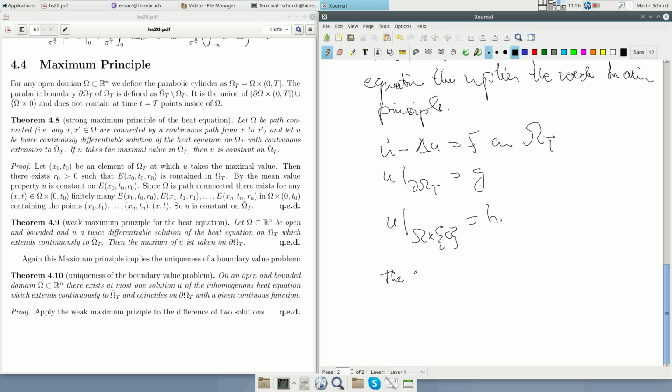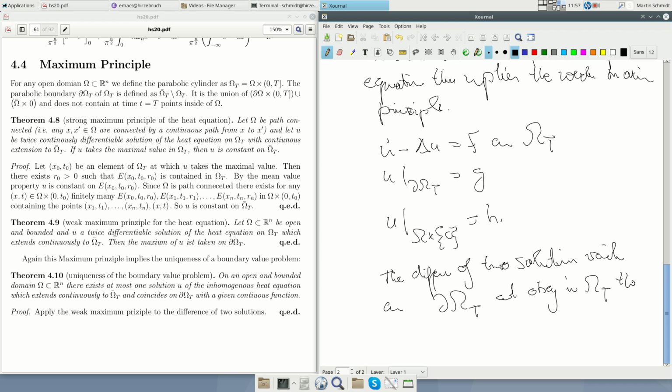And then clearly, for two solutions, the difference of the two solutions vanishes on the boundary of the parabolic cylinder and solves in the parabolic cylinder the homogeneous heat equation.